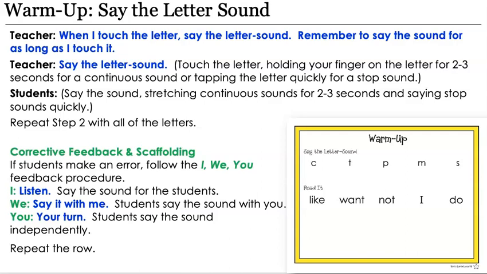If you've already introduced these, then you would just say, when I touch the letter, say the letter sound. Remember to say the sound for as long as I touch it. And so you would tap the letter C, because it is a stop sound, very quick, and the students would say K. The T is also a quick sound, so you would tap it, T, as well as the P, P. But the M and the S are both continuous sounds, so you'd want to hold your finger down for 2 to 3 seconds on each of those, so they get in the habit of stretching those sounds that can be stretched.